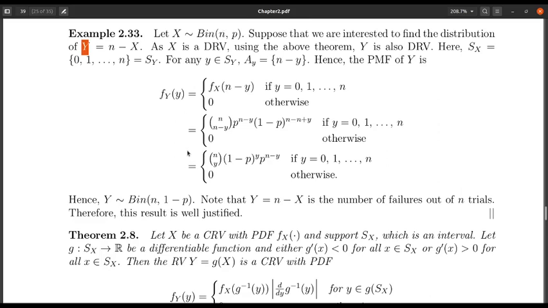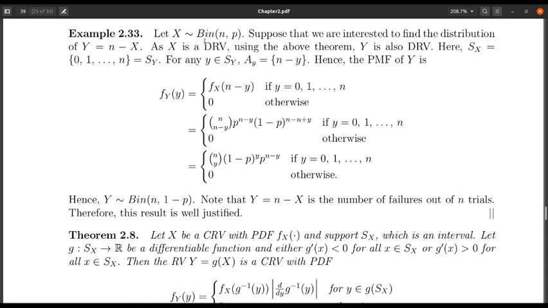So let us test if we get the same thing or not, and actually we are going to get the same thing. In this case, the support of X is nothing but 0, 1, up to n. Now what is the support of Y? The support of Y is n minus each point in the support of X. So n minus 0 gives n, n minus 1 gives n minus 1, and so on and so forth. Finally n minus n gives 0. So basically the support of X and the support of Y are the same.